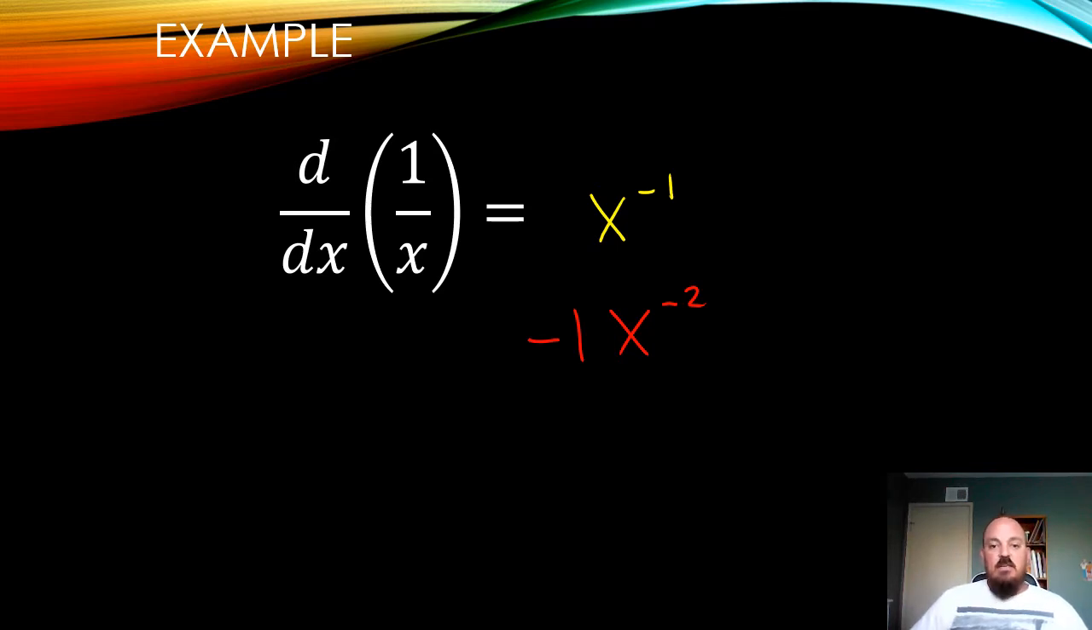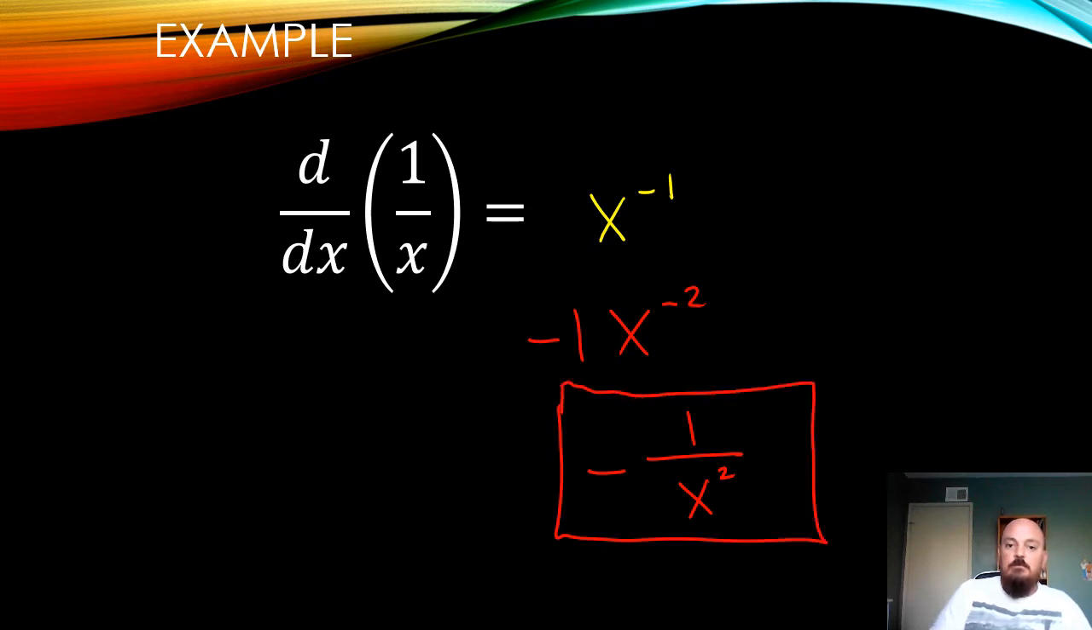So what I have is negative 1 x to the negative 2, and you could leave your answer like that, or you can write it as negative 1 over x squared. You can change that negative exponent back into a positive. That would probably be your best answer there. So the derivative of 1 over x is negative 1 over x squared.